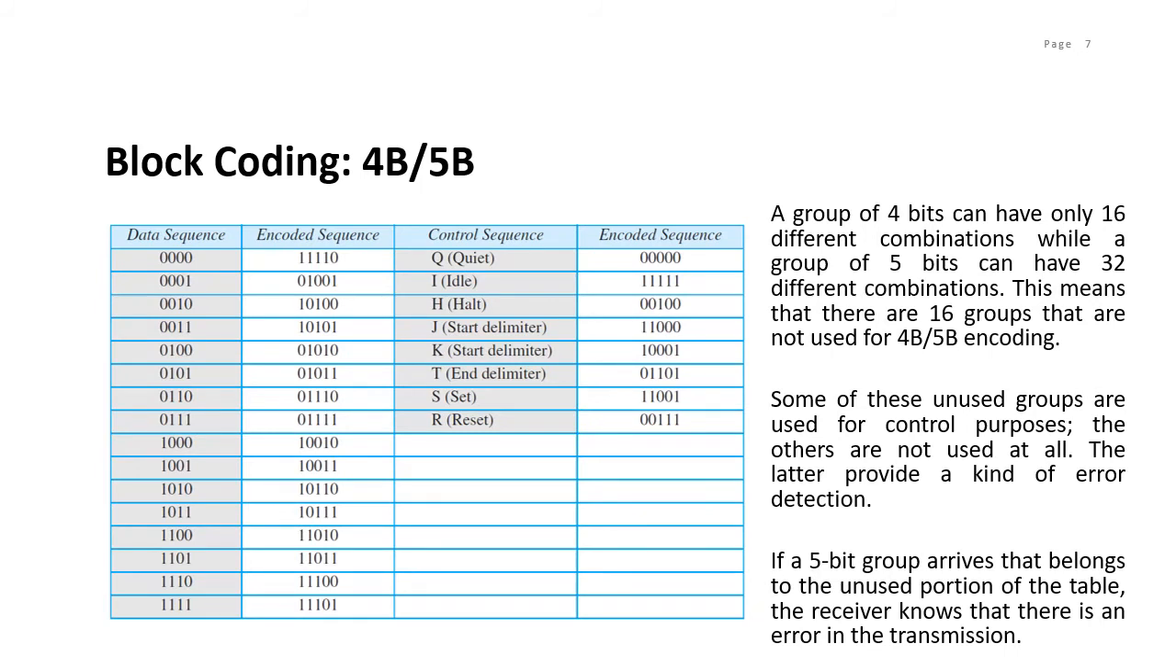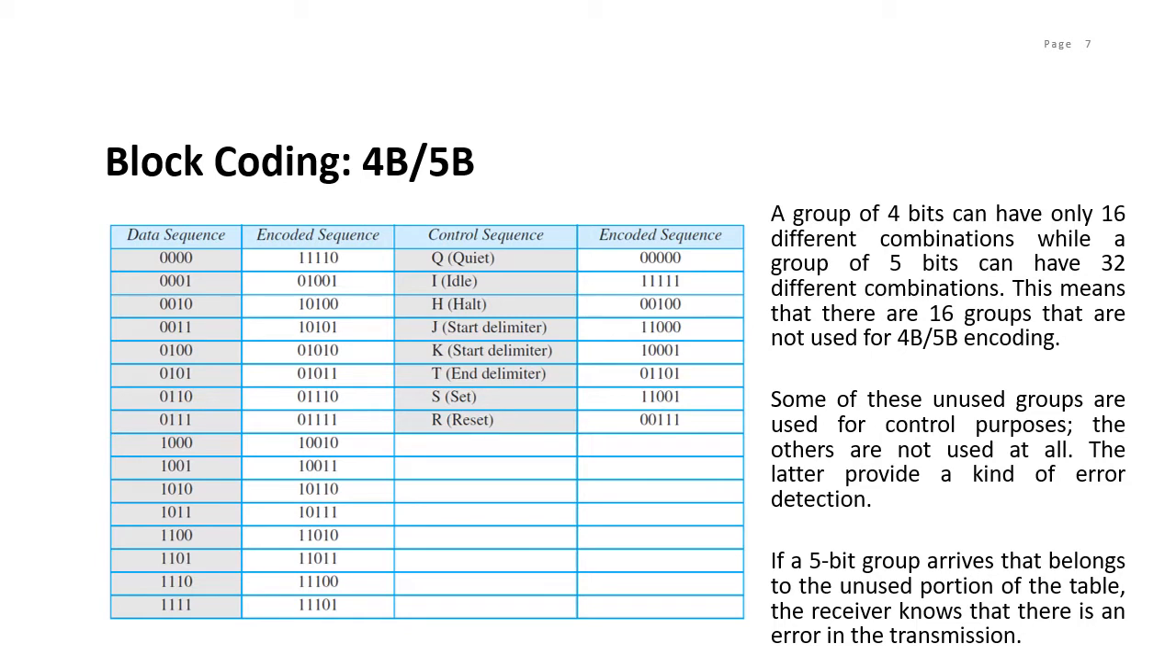In this table, you can see the mapping codes of 4B/5B. It shows the corresponding pairs. Note that the first two columns pair a 4-bit group with a 5-bit group. A group of 4 bits can have 16 different combinations, while a group of 5 bits can have 32 different combinations.